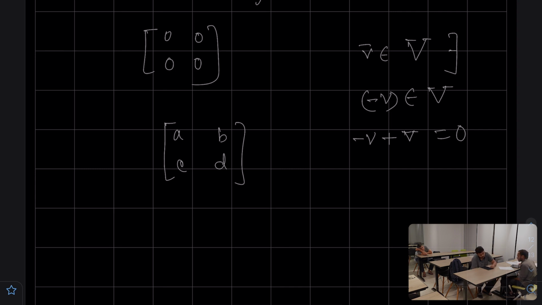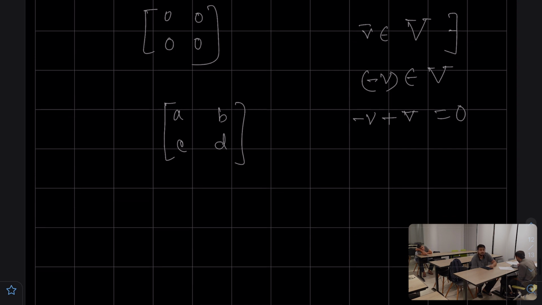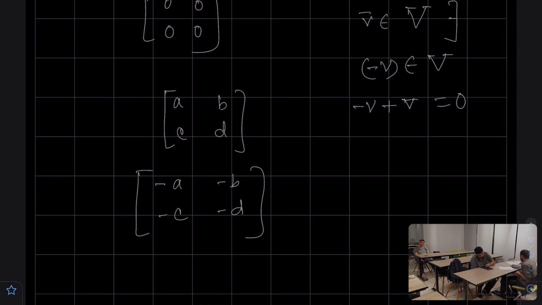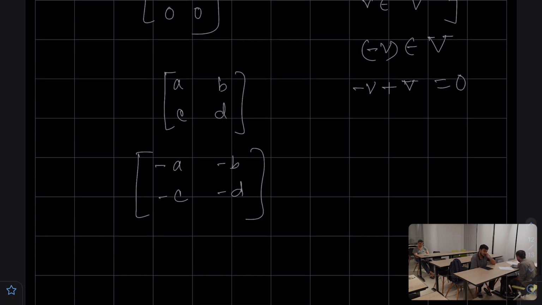Right? The additive inverse will be minus A minus B minus C minus D. Okay. And why does the associativity hold? Matrix addition is associative. We're not considering the multiplication here. Matrix addition is associative. That's right.